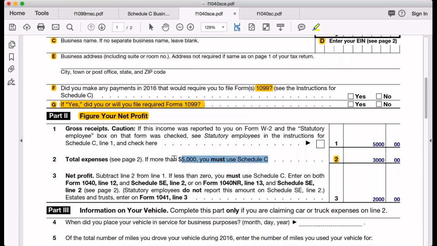Because if you have more than $5,000 in expenses, you need to report your expenses on Schedule C so that you can break it down. So this form is fairly easy. The reason why I'm showing you this form is because I don't want you to do a lot of work when you don't have to.